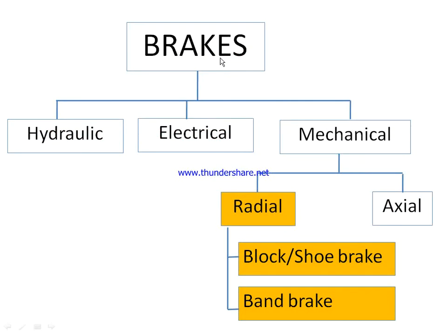Now again we will have a relook at the classification of the brakes. Broadly we have hydraulic, electrical and mechanical. And in mechanical we have radial and axial. In radial type of brakes, the force applied is in the radial direction of the wheel, and in the axial the force applied to brake is along the axis of the rotating member. And in this radial type of mechanical brakes we have block or shoe brake and band brake. So these two we will be discussing as far as the syllabus is concerned.